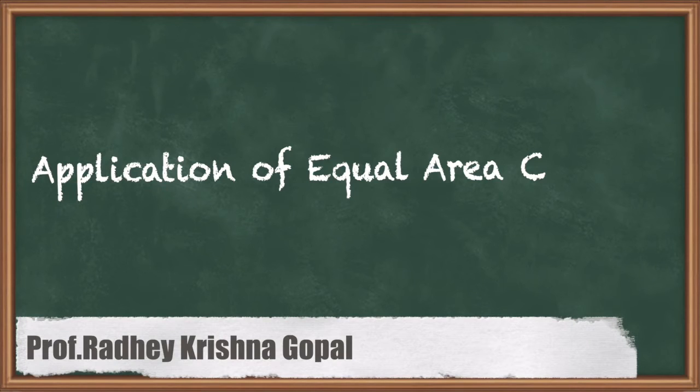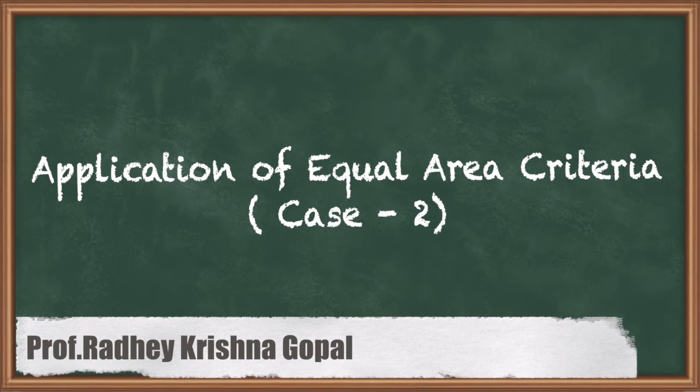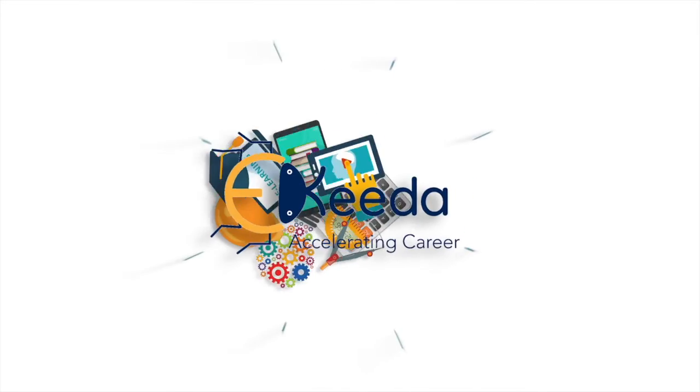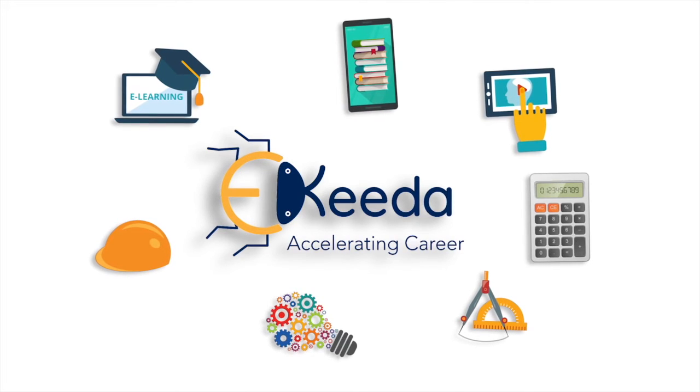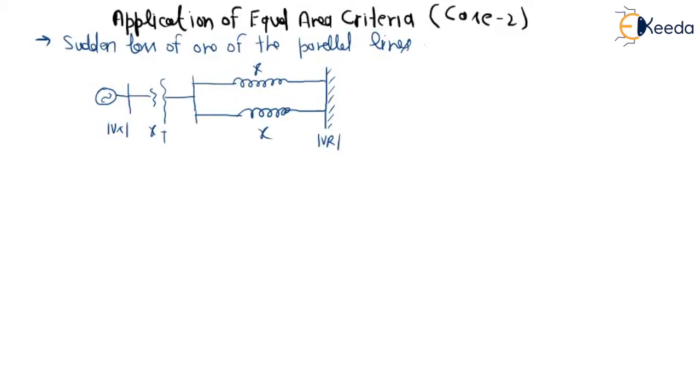Now we are going to study application of equal area criteria, case number 2. So what is case number 2? Sudden loss of one of the parallel lines. So we will have two things to discuss: before loss of parallel lines and after loss of parallel line.